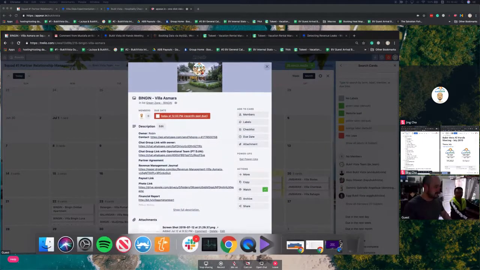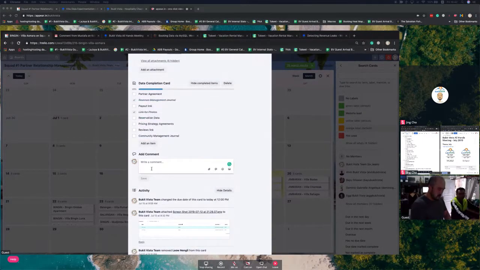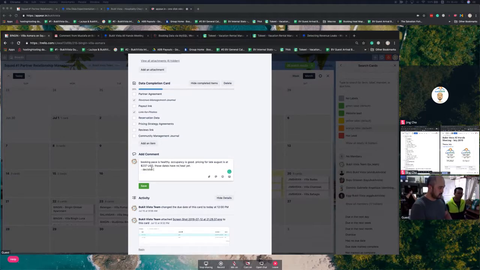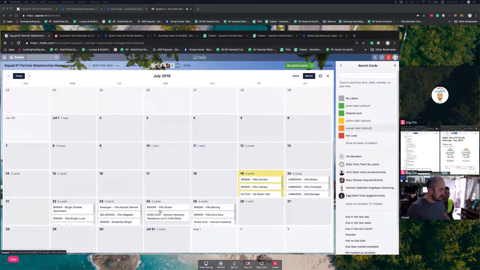So this is where you make the note. Booking pace is healthy. Occupancy is good. Pricing for late August is at 237 USD. Those dates have no peak yet. Decision: keep pricing and revisit. Okay, done. That's kind of it. And then you just move it 5 days later, so the 19th, and check it again. That's it.